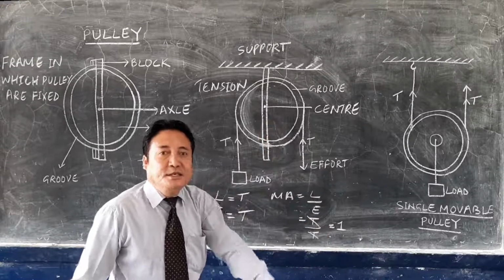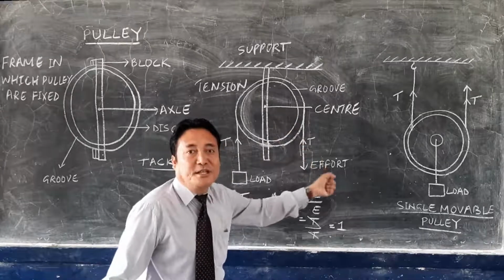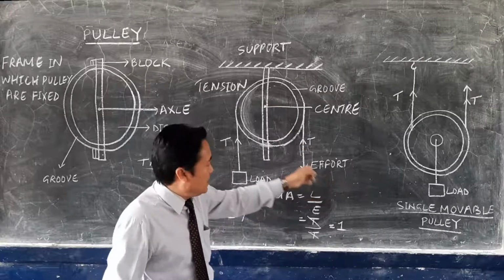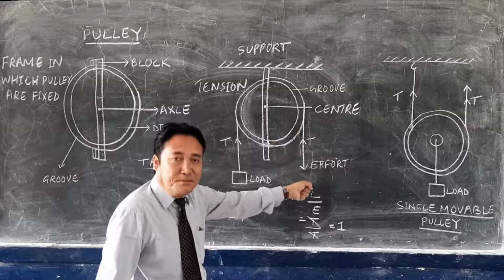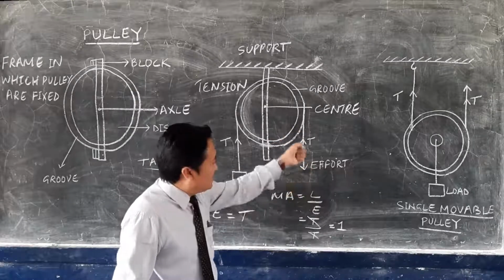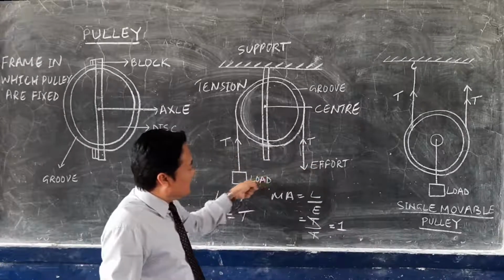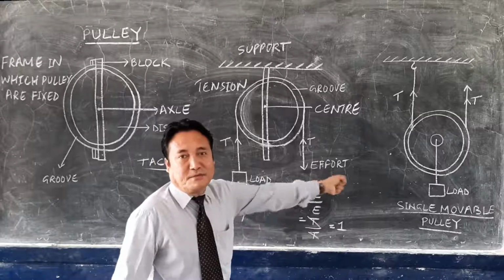It becomes very easy to lift a load, and by applying the effort in the downward direction, we can change the direction of the effort also. That means the direction of the effort can be changed. How can it be changed? Since you are pulling the string in the downward direction, you can pull from the right side also, from the left side also. That means you can change the direction of the effort there.